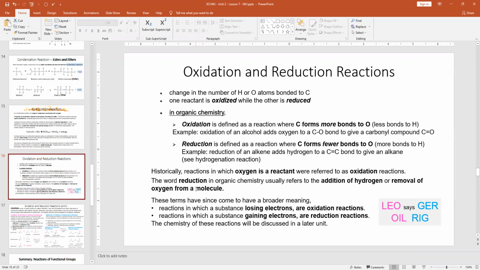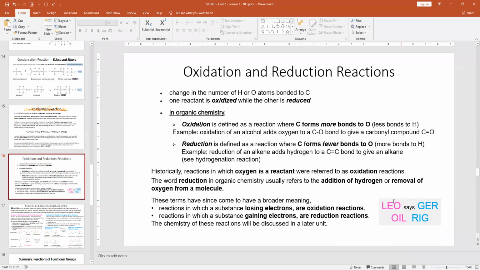these terms oxidation and reduction have come to have broader meanings, ultimately involving reactions in which a substance is losing electrons. So now we talk about oxidation and reduction in terms of losing or gaining electrons. Where a substance is losing electrons, those are oxidation reactions, and reactions in which a substance is gaining electrons are reduction reactions. In chemistry, we will talk about these types of reactions in our later unit.